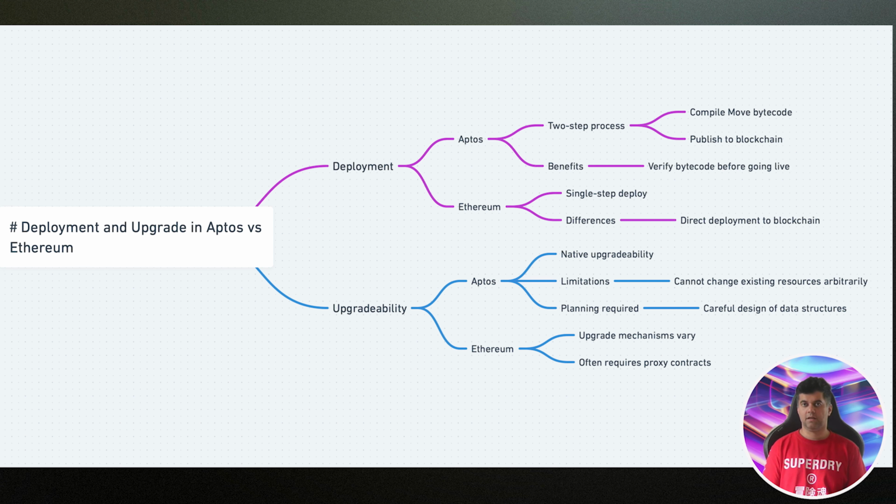Throughout this lifecycle, the parallel execution model remains a key consideration. At every stage, from development to upgrading, you need to think about how your contract will behave when multiple transactions hit it simultaneously. It's a different way of thinking, but it's key to leveraging Aptos' full potential.